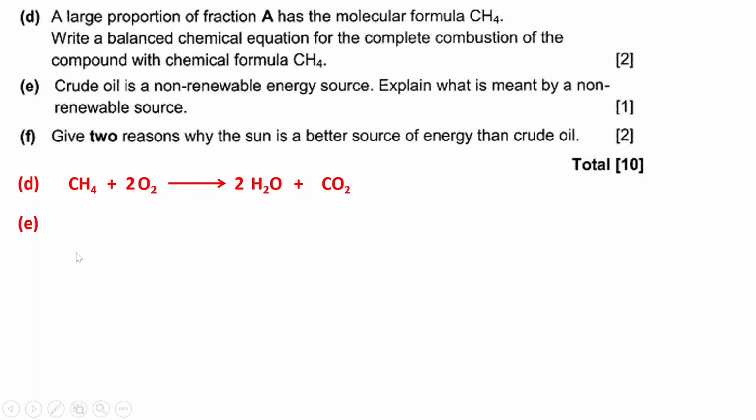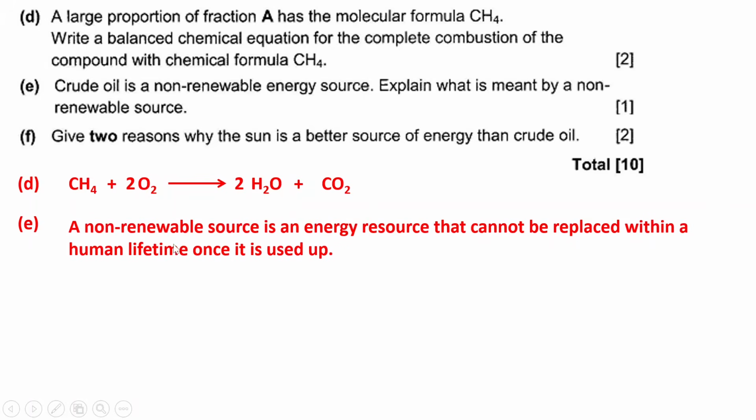In answering, you have to understand that a non-renewable source is an energy resource that cannot be replaced within a human lifetime once it is used up. In other words, a non-renewable energy source is a source of energy which cannot be reused once it is used up. For example, coal and petroleum are examples of non-renewable energy sources. Then we move to question F.